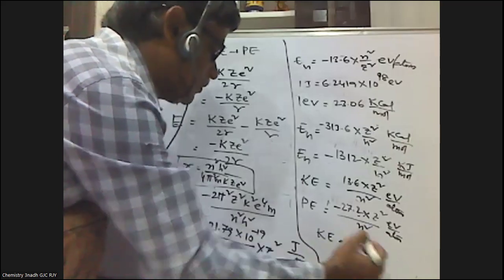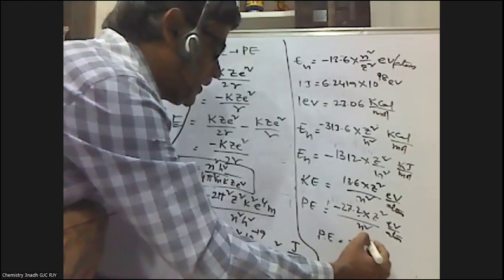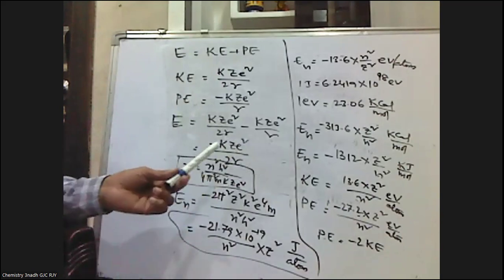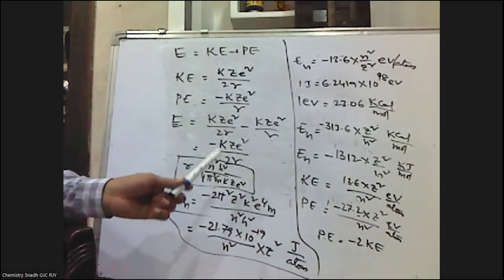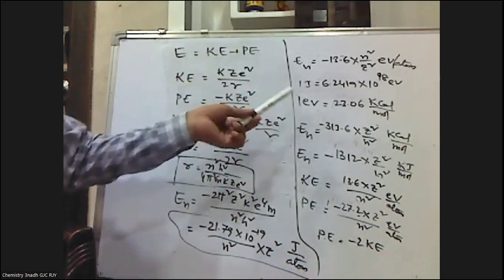Potential energy is equal to minus of 2 into kinetic energy. So these are the expressions to calculate the various energies of the electron present in the various Bohr's orbits.